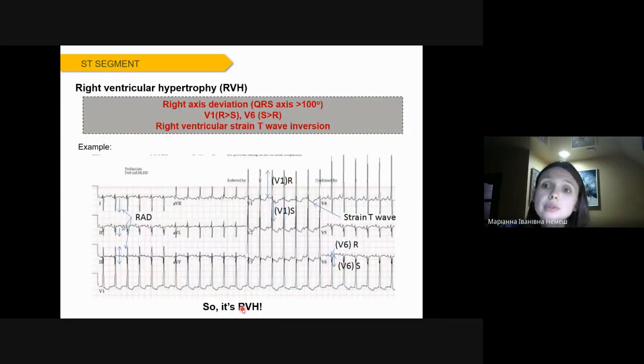For right ventricular hypertrophy, we need criteria such as right axis deviation, and in V1 the R should be larger than the S, and in V6 the S should be larger than the R. So you could find here that in V1 we have a very high R and very small S, and in V5 and V6 you could see that we have a very big S and very small R. So it will be right ventricular hypertrophy.